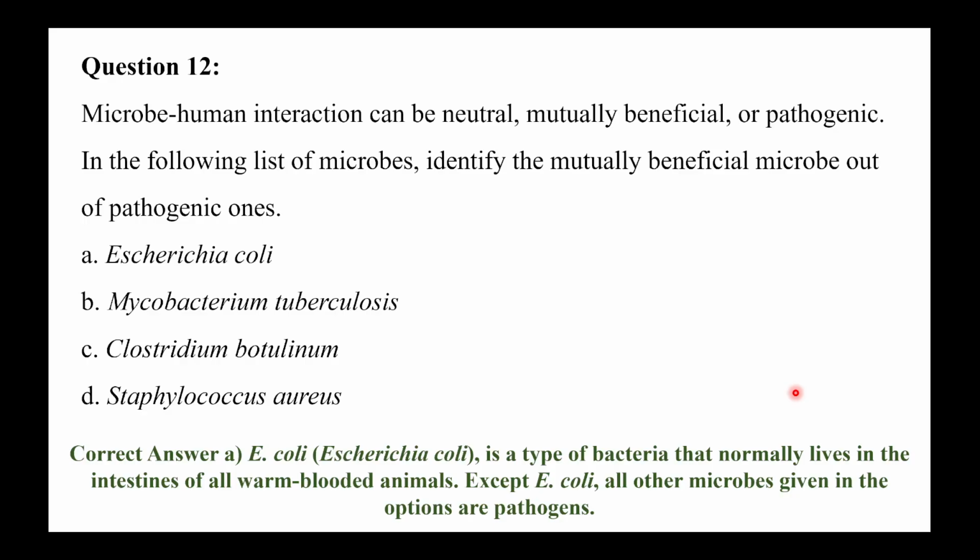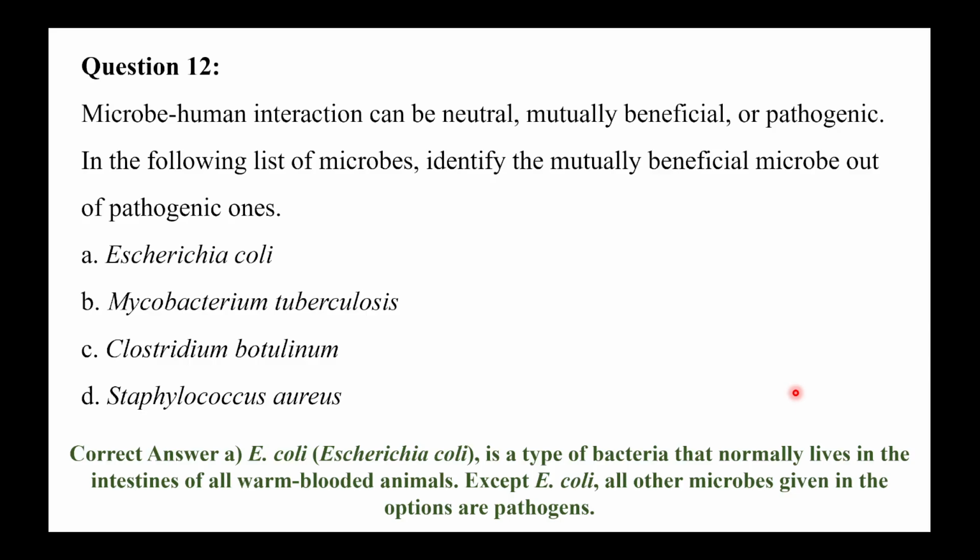And how does it benefit the humans? It helps with digestion in the gut, so it's a gut microbe. There are multiple gut microorganisms that help in the digestion of our food, and one of them is E. coli. It helps humans by food digestion, and it also prevents pathogenic bacteria from colonizing the gut. So gut microbiota is very important. All the other options except E. coli are pathogenic.